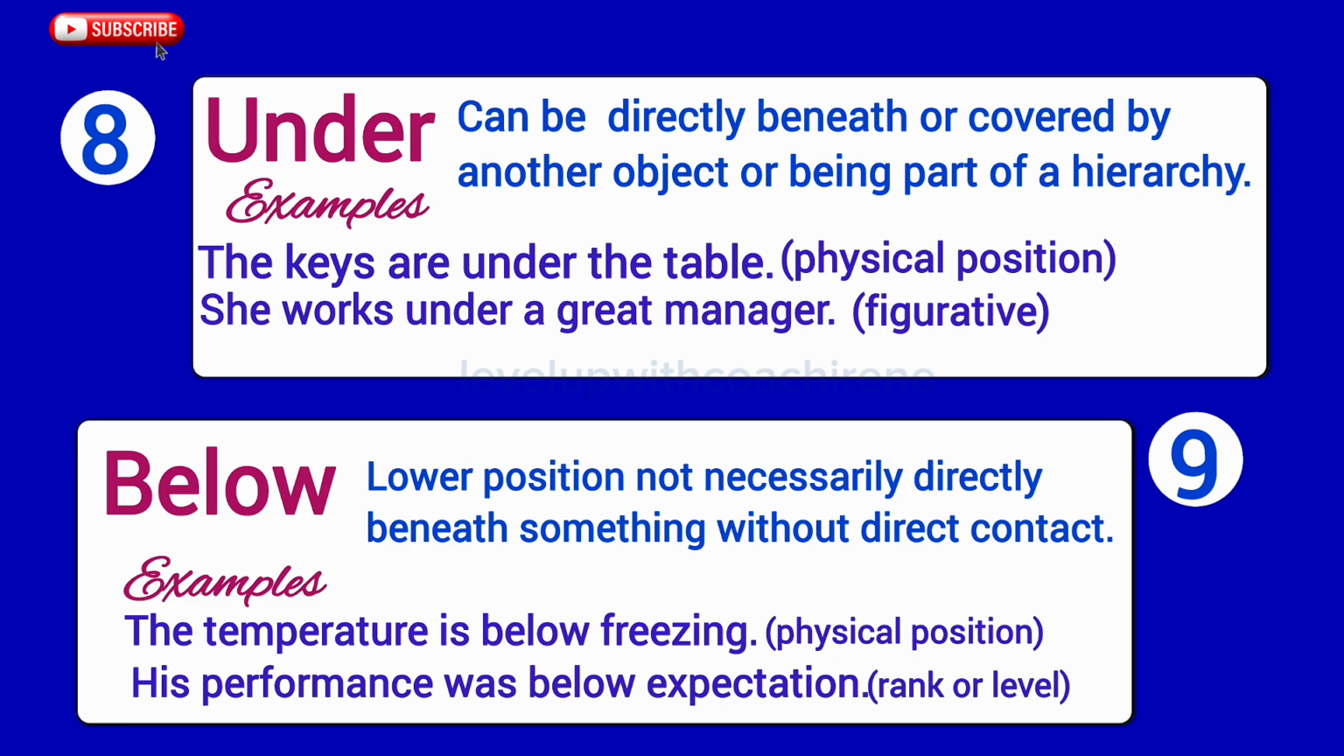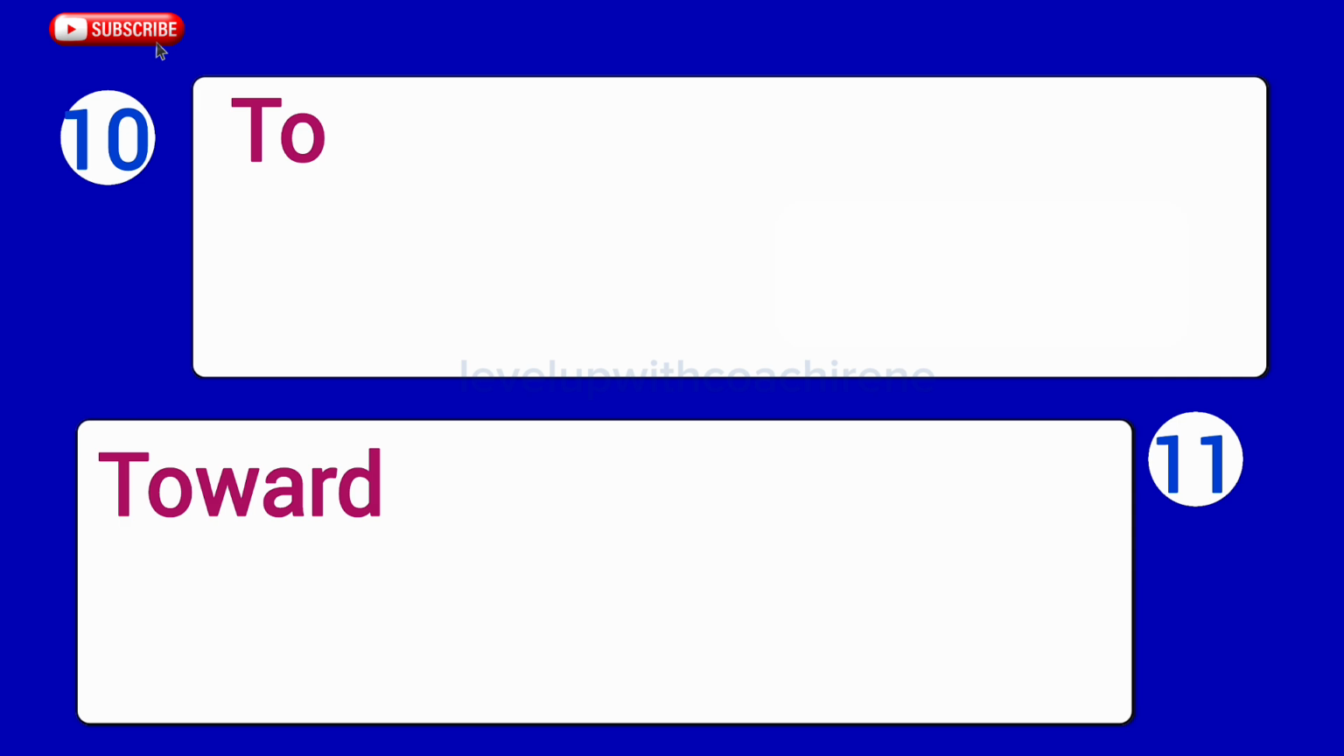The key difference between them is that under implies being directly beneath or covered by something and can suggest proximity or direct contact, whilst below simply indicates a lower position or level without the need for direct contact or proximity. Let's look at the next pair, the prepositions to and toward. Both indicate direction. However, they have different meanings.